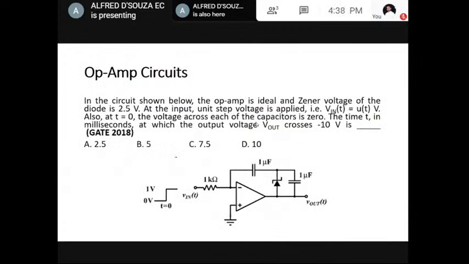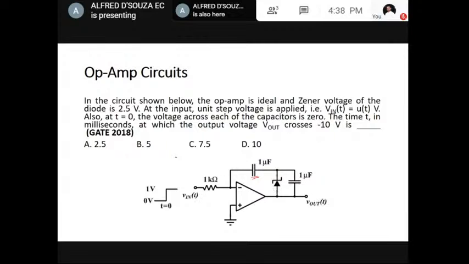For want of time, I'll not be able to take up this question, but it is very easy. This is a Zener diode. You know the operation of the op amp and the capacitors. So the capacitor charges.